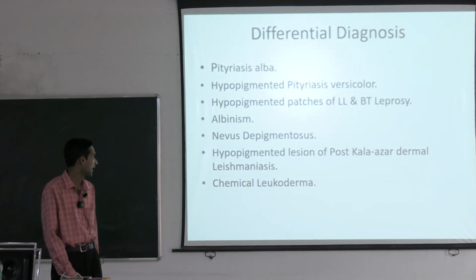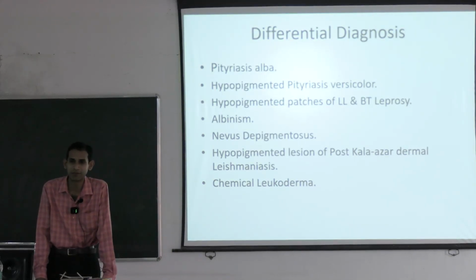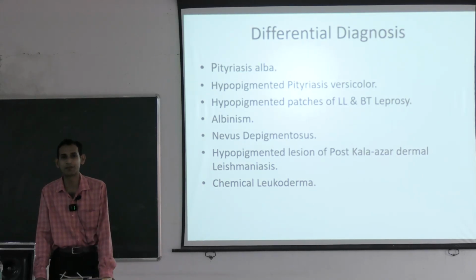Number two is hypopigmented pityriasis versicolor. As you already know, pityriasis versicolor is basically a superficial fungal infection. It is caused by which organism?